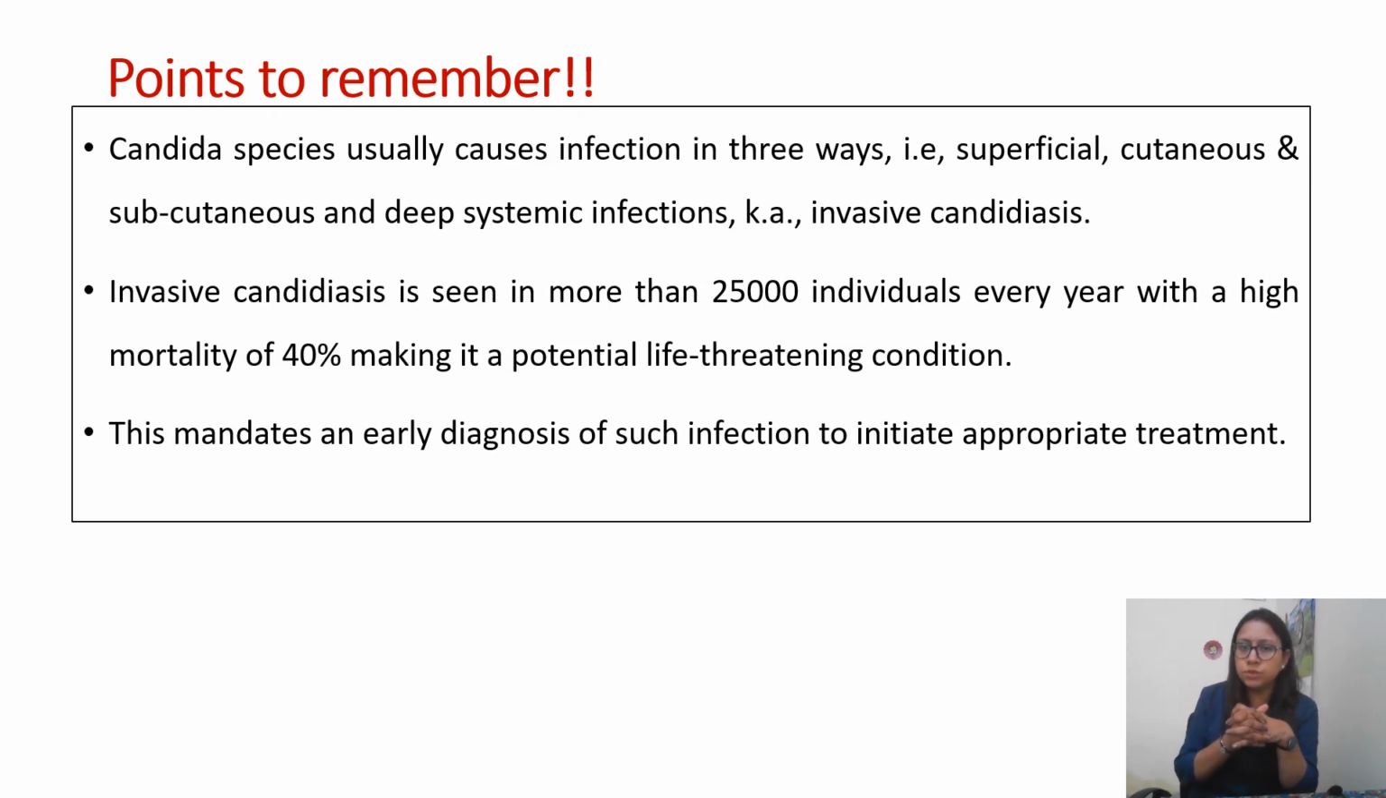For Candida species, infection can occur in three ways: it can be superficial, cutaneous, subcutaneous, and deep systemic infection, which is known as invasive candidiasis. Invasive candidiasis is seen in 25,000 individuals every year with a high mortality of 40%, making it a potentially life-threatening condition. So see, with just a simple test, FNAC, we could identify these organisms at two unusual locations and prevent the invasiveness of this fungal organism.